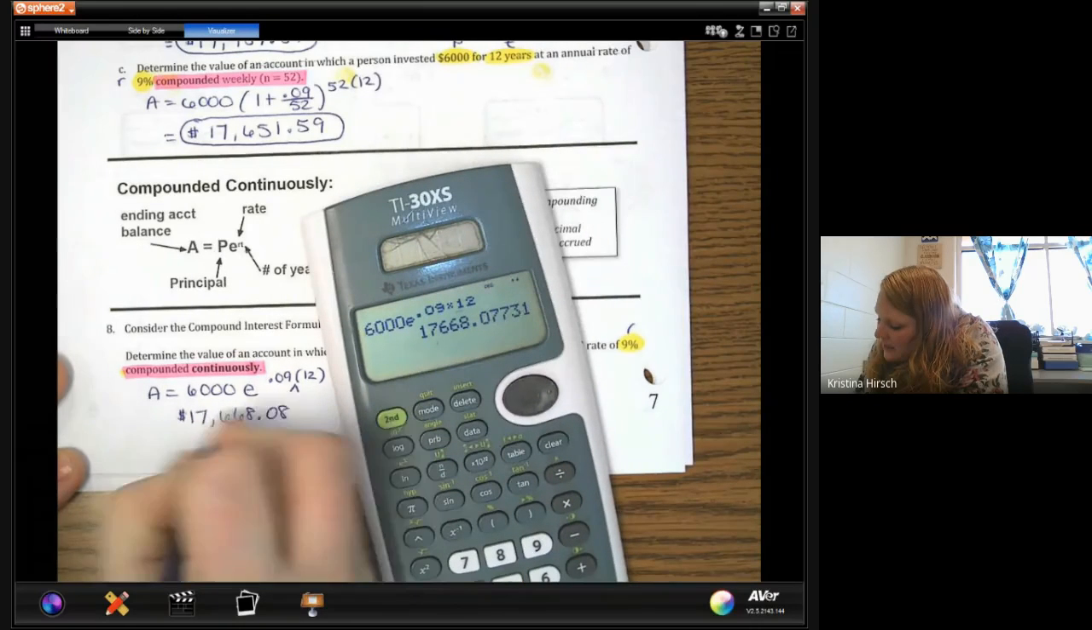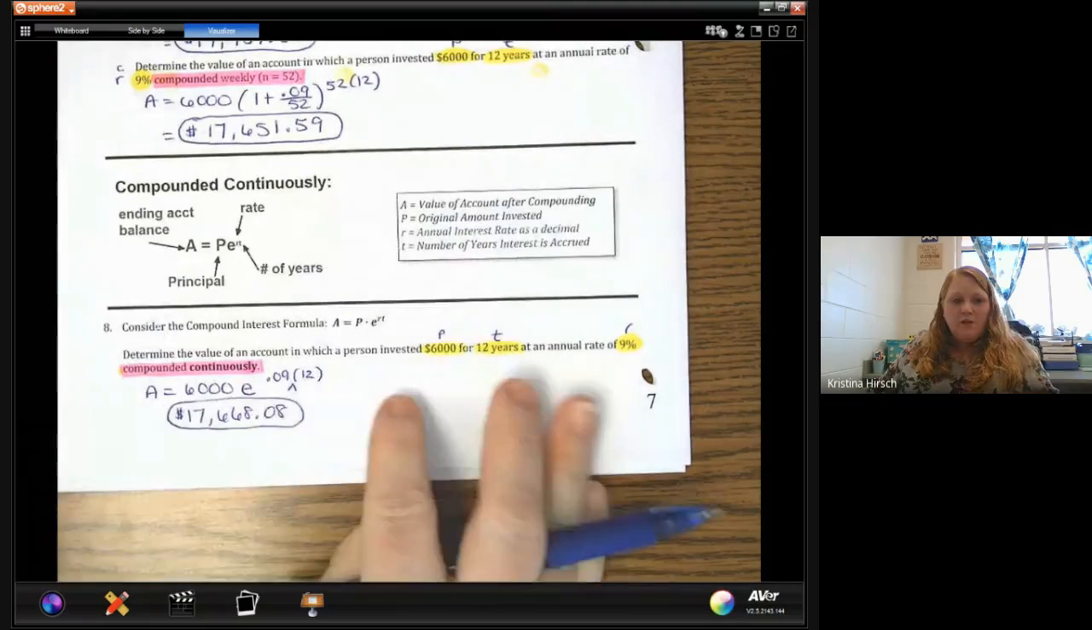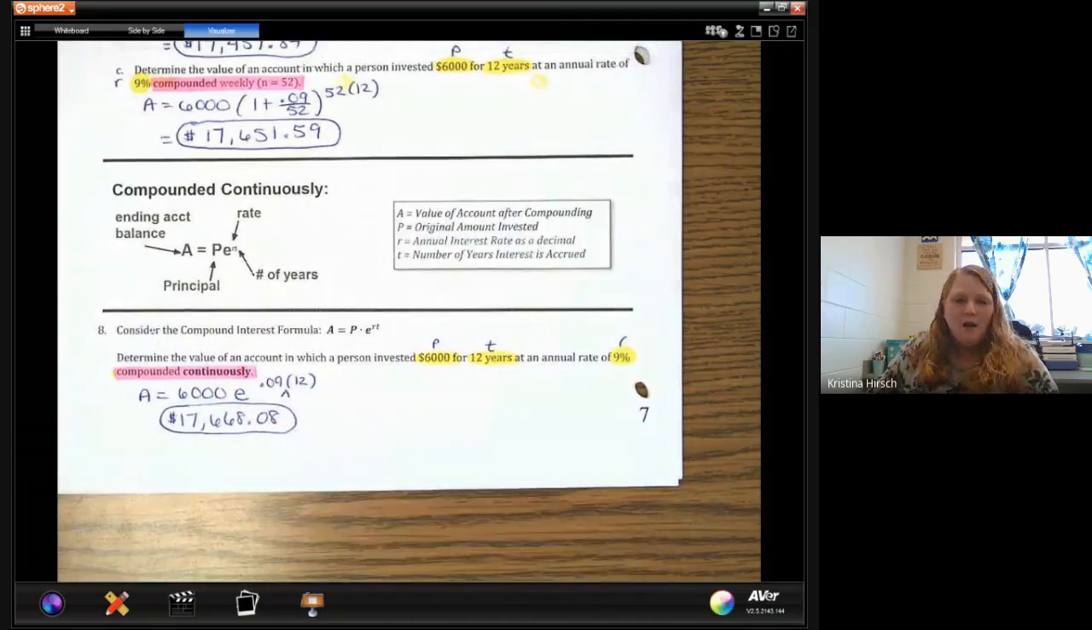$17,668.08 if I round it. So not a lot of a difference from weekly. You can see that it went up a little, not a lot, but ultimately, if it's your money, hey, I could use an extra $16 or $17, couldn't you? So the more often it's compounded, the better it is for you, if it's your money and you're earning interest.